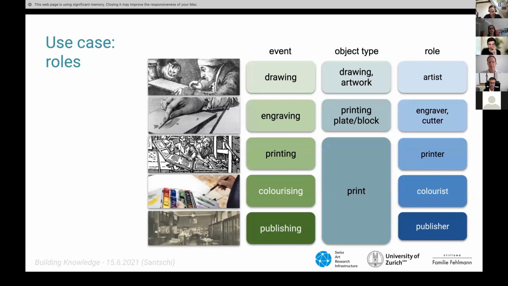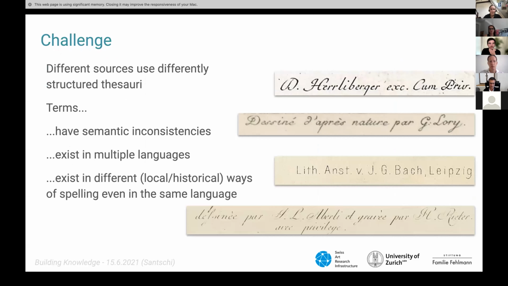Let's discuss this on a case study that is relevant for BSO. Again, this is the chart for the definition of roles. These are the print production steps, the object types they refer to, and the persons and their roles involved with it. And what we do in BSO is that we bring information from the different institutions together.